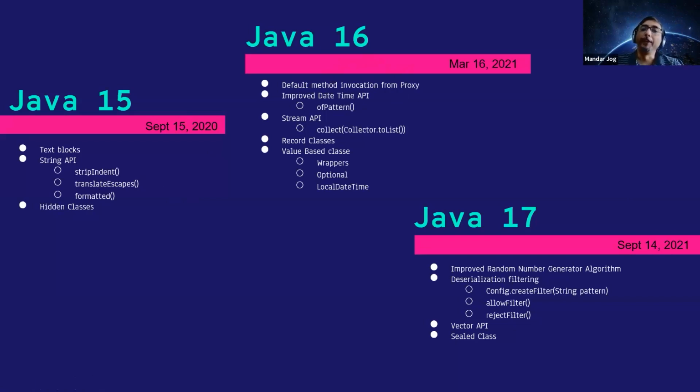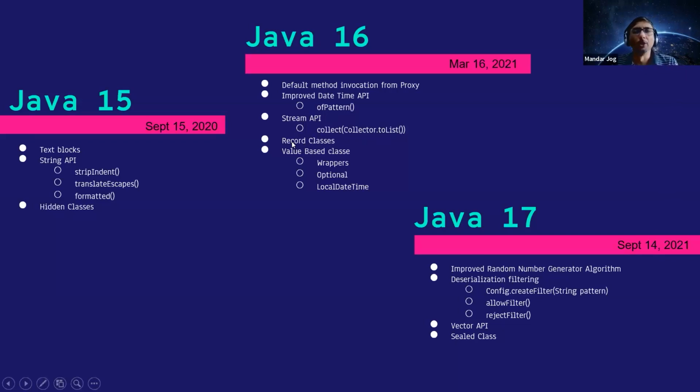And there is a very interesting change in the datetime API, which is called ofPattern, which we are going to talk about. And in the Stream API, you can now use the method toList, instead of collect with Collectors.toList. And then there are record classes, which we talked about in the first slide. But as this is coming in Java 16, how do we use record classes and how is it helpful to you?